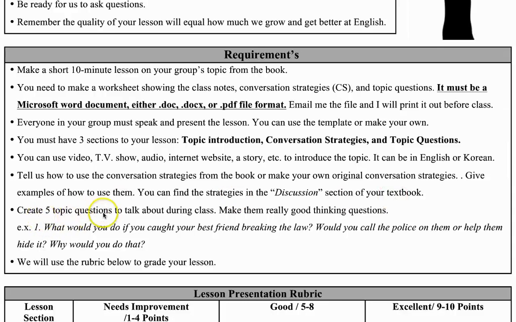Next, you need to create 5 topic questions that we can talk about during class. Make them really good thinking questions. For example, if you're talking about friends, don't just ask, how many friends do you have? Or who is your best friend? This example is a really good question. What would you do if you caught your best friend breaking the law? Would you call the police on them or help them hide it? Why would you do that? That's a really good, deep thinking question.